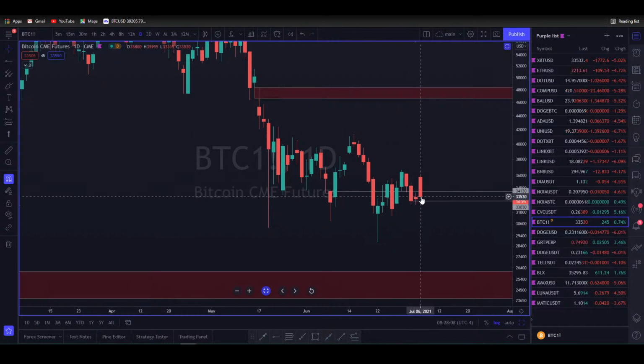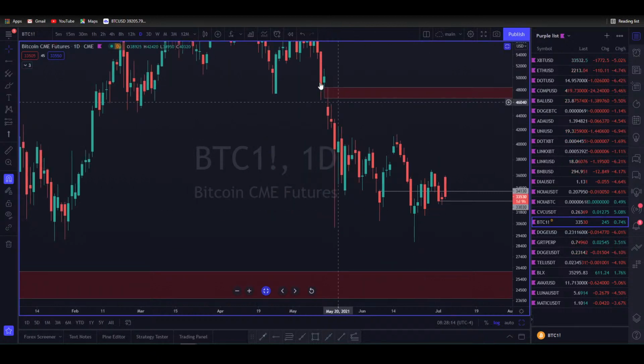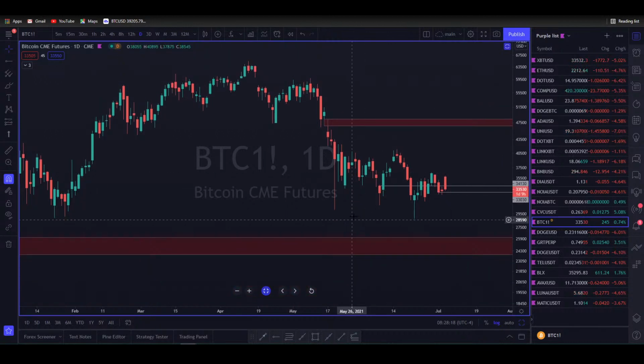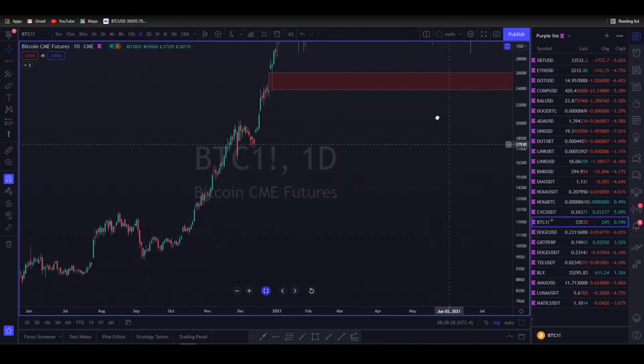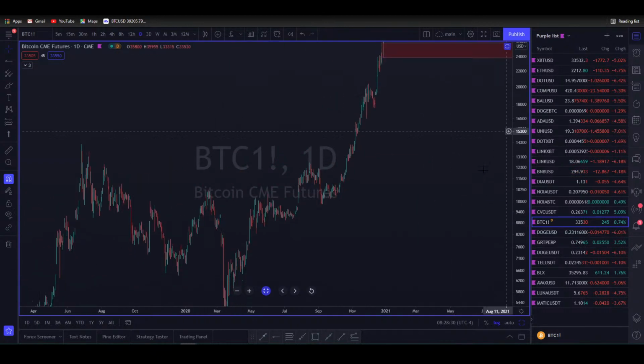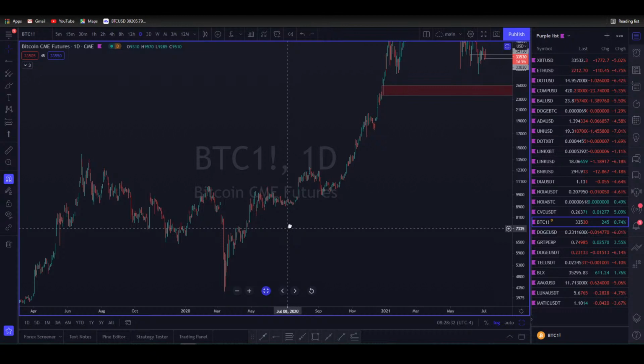So are you looking for this just to be a gap fill? Yeah, it's possible. I don't trade gap fills because they don't have to happen. If you look up here, you will see a nice little gap from 46 to 48K. If you look down here, you will see a monster gap from 23,850 to 26. And you can go on and on and on. Gaps do not have to fill, ever.